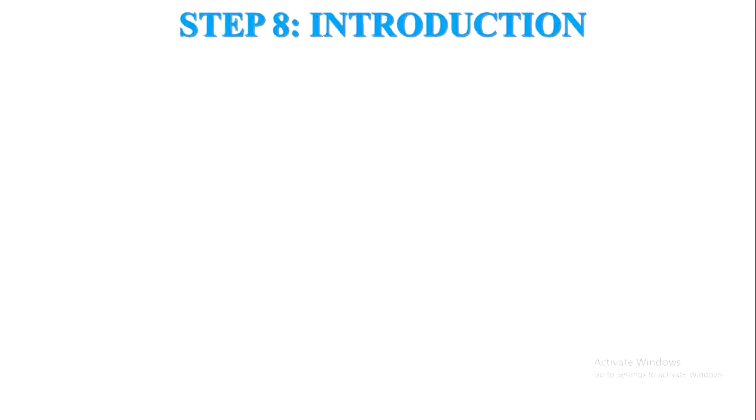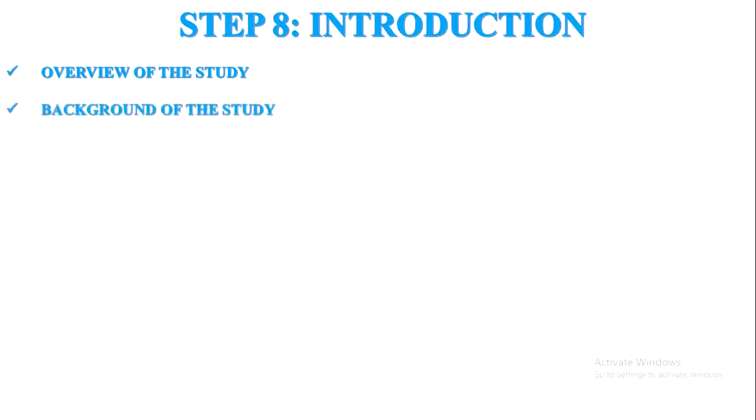So now we will move to our step 8, which is introduction. It is the overview of your study. Number 2, it's the background of your topic and the background of your variables. The best tip is to read at least 5 to 6 research papers' introductions, and then start writing your introduction part.